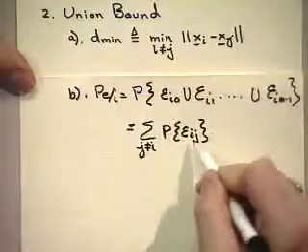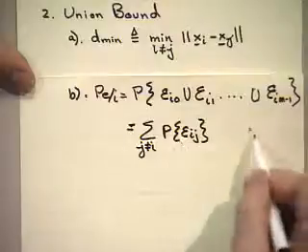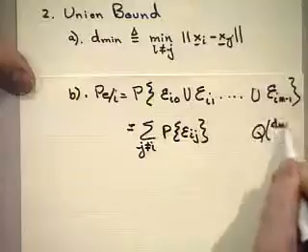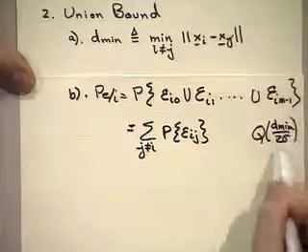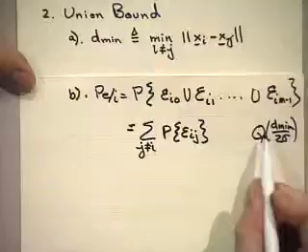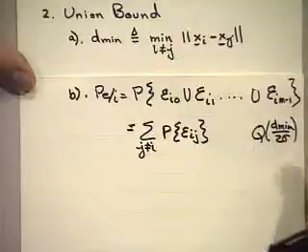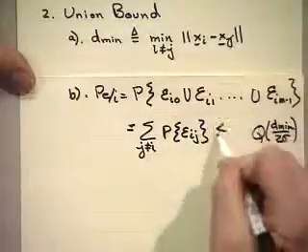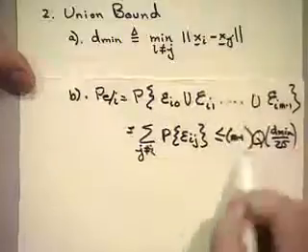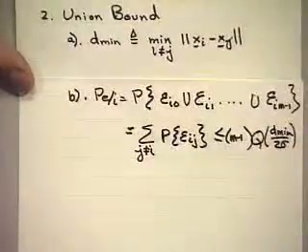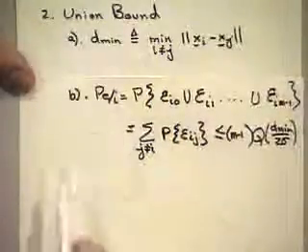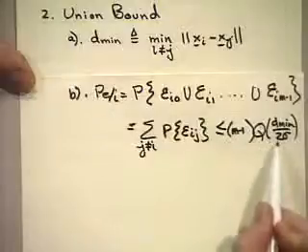Each of these terms can never be any worse than Q of d min over 2 sigma. In other words, they're all less than that because that's the minimum distance. The smaller the distance, the higher that probability. So if I pretend that all of the points are at minimum distance, then I upper bound this, and I have m minus 1 terms. So there I have an upper bound on the probability of error. And this is the union bound. Notice this does not depend on i.